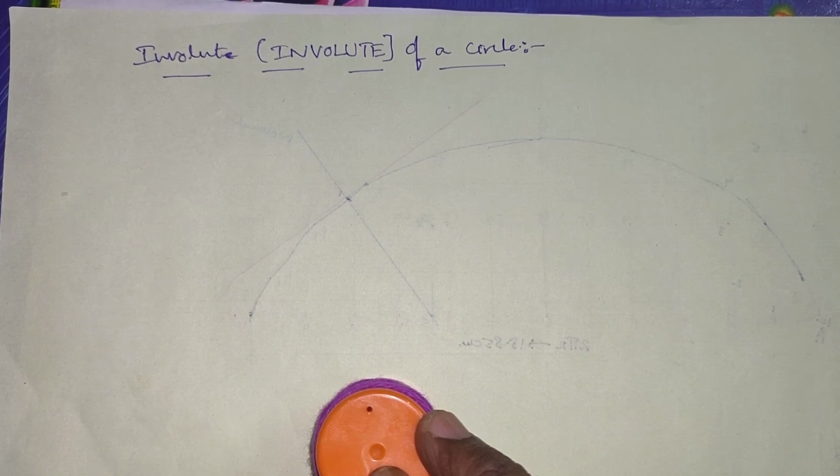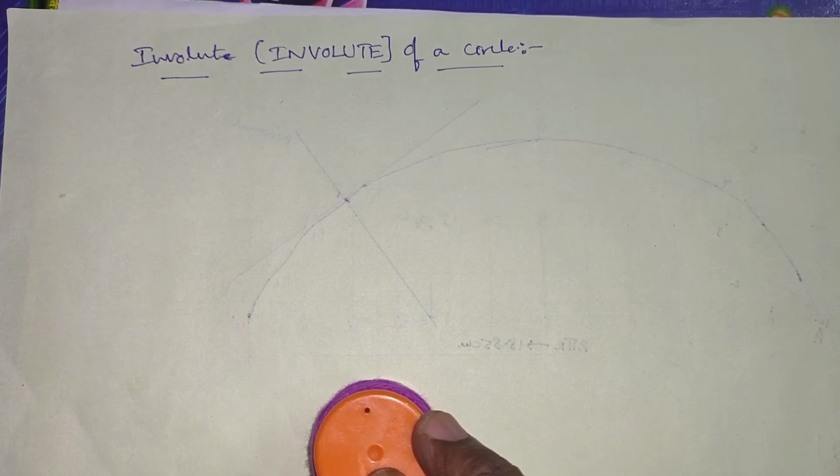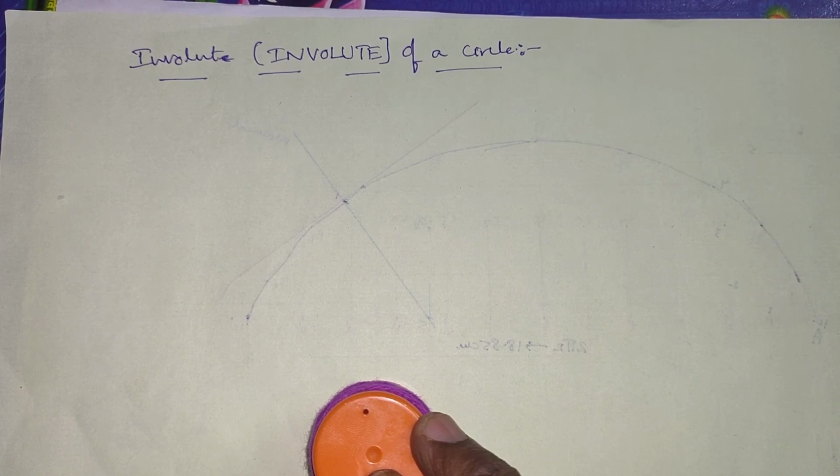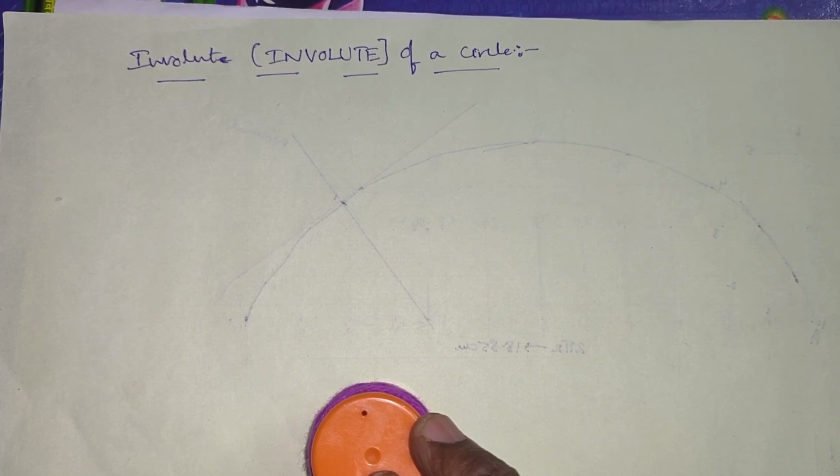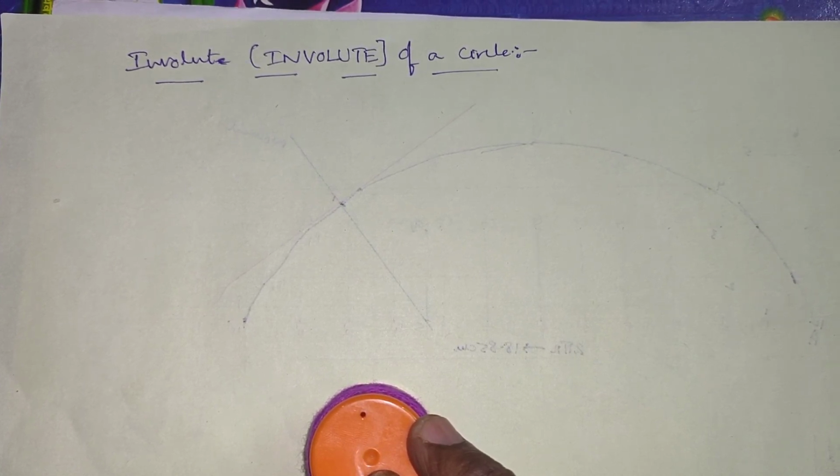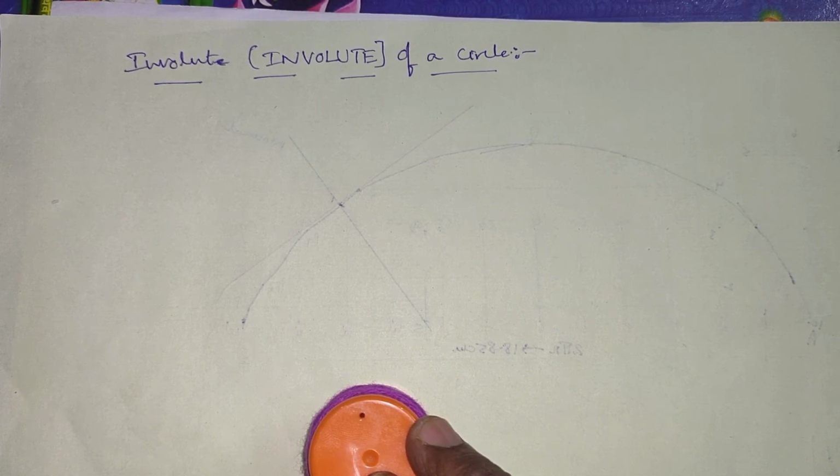Hi everyone, welcome to the session of engineering drawing. In this, I would like to deal with the involute of a circle. First of all, let me define the involute of a circle. It is the path traced by a string which is being unwound from its circular base.